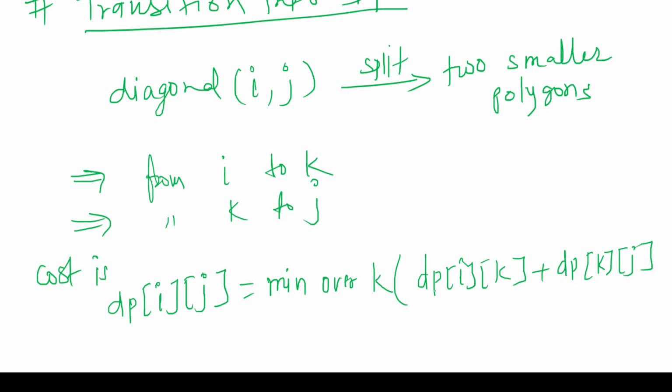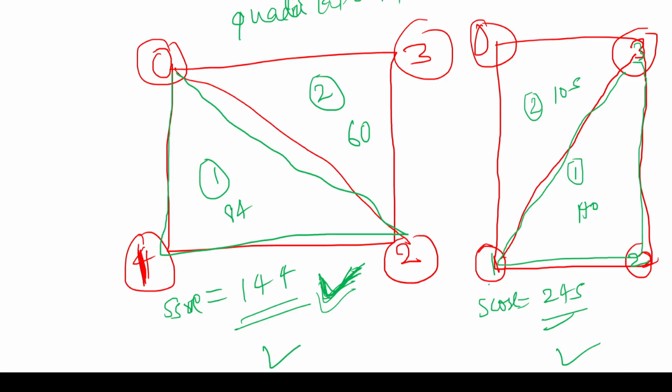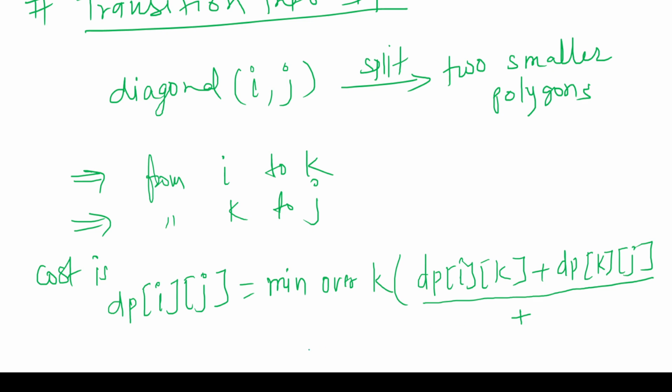So this part will give you dp at i, k and dp at k, j, right? This is the very first part that we have taken, i to k, and it gives you here. Okay, now after that you will do the plus. Now we'll talk about the other case, this one where we have changed the diagonal to 1 to 3. We are also getting two triangles, and we are getting the score 245, right? So that part we have to also take.